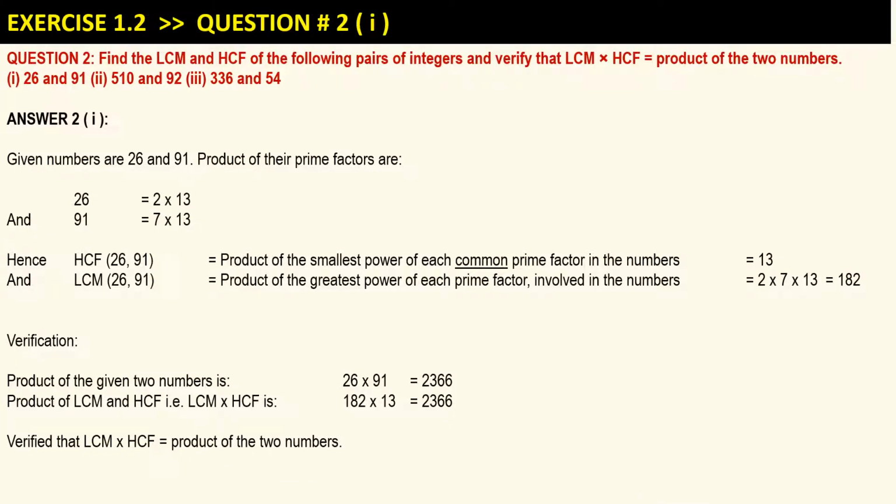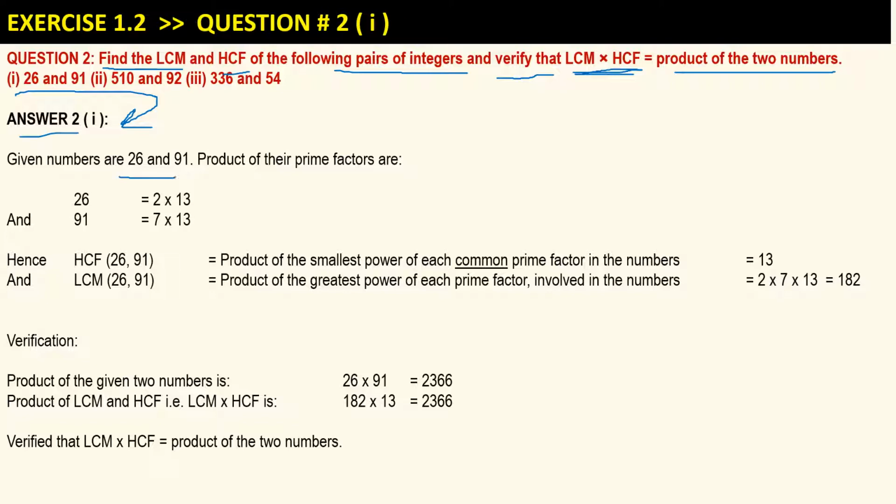The question number 2 says, find the LCM and HCF of the following pairs of integers and verify that the LCM multiplied by the HCF is equal to the product of the two numbers. The part 1 is 26 and 91. And we shall solve this in this scenario now.